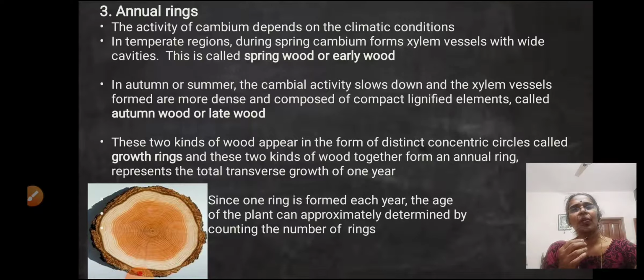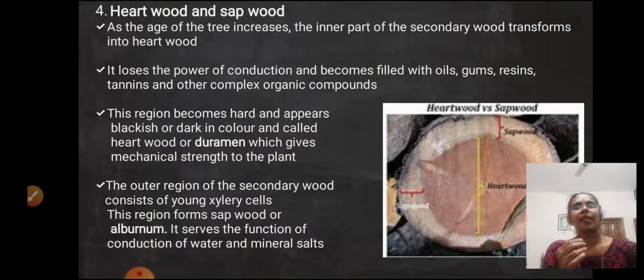These spring wood and the autumn wood together appear in the form of distinct concentric circles called growth rings, and these two kinds of wood together form the annual ring. You can see in the diagram a number of rings, you can zoom in and see. Since one ring is formed in each year, the age of the plant can be approximately determined by counting the number of rings. Next one is heartwood and the sapwood.